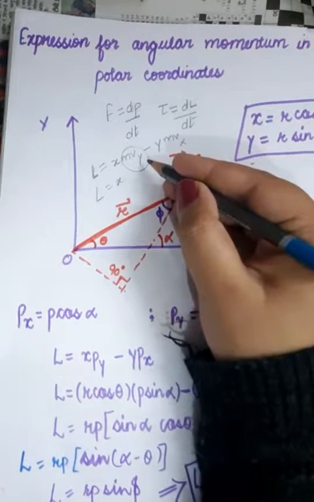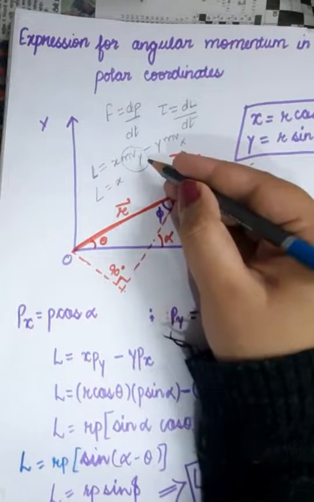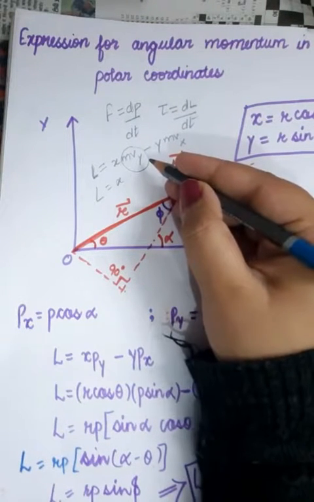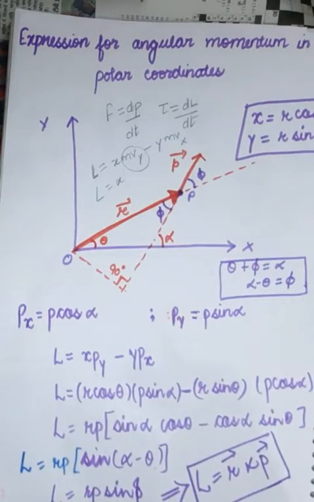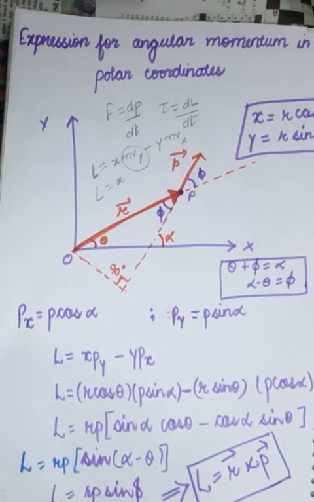I had already talked about torque. I told you that torque is a quantity which is related to rotational motion, and we had discussed torque in polar coordinates also. What are polar coordinates? They are r, theta and phi. These coordinates are used when we are talking about rotational motion, right?